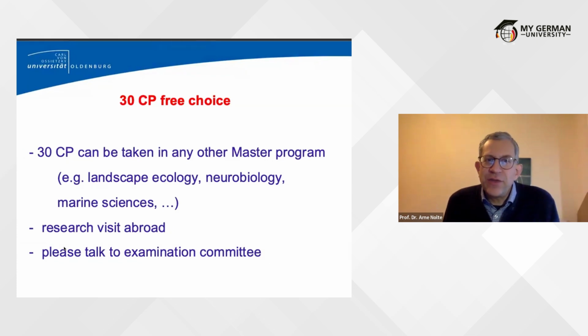Then there's a nice feature that you can study 30 credit points of free choice. You can participate in modules from landscape ecology, neurobiology, marine sciences, other master's programs. You can also do research visits abroad, and we're very free and permissive in this. The only request we have is that you talk to the head of the examination committee before you do this and tell that you would like to do it, and then you will always get an okay for that.